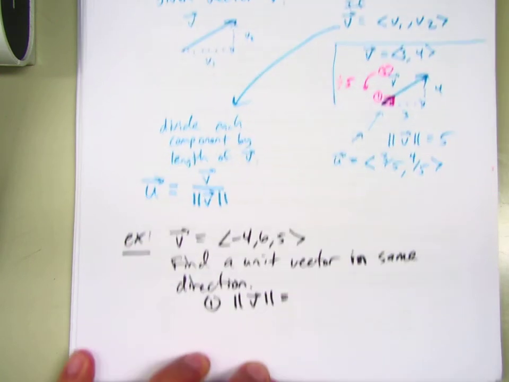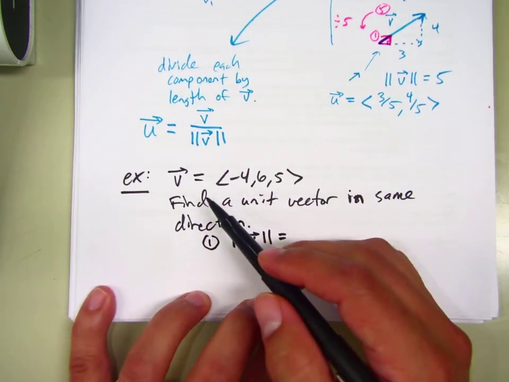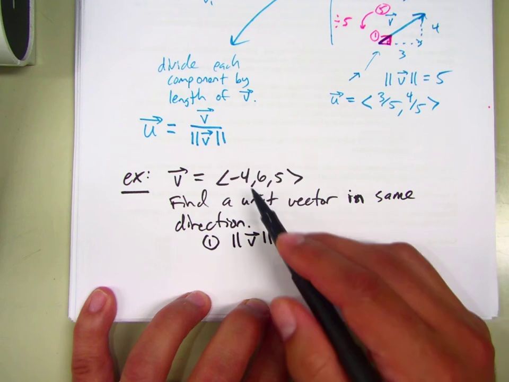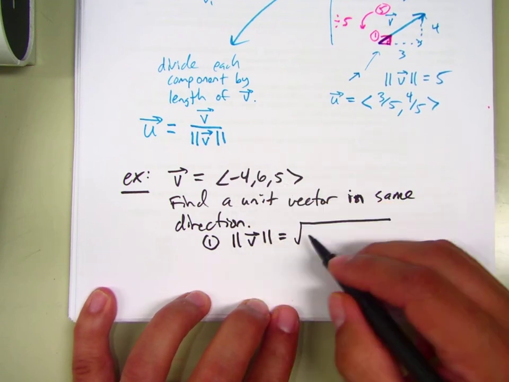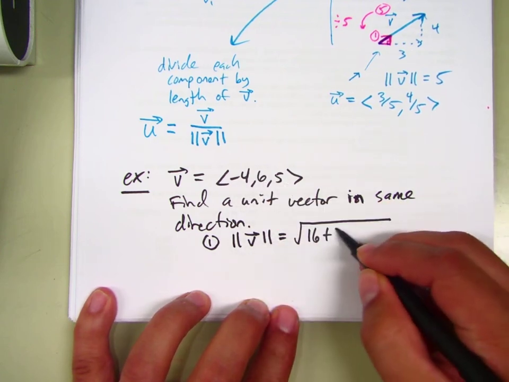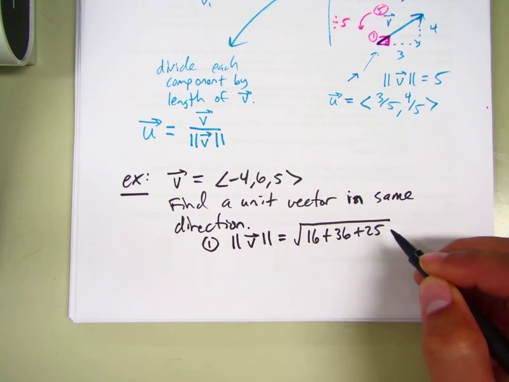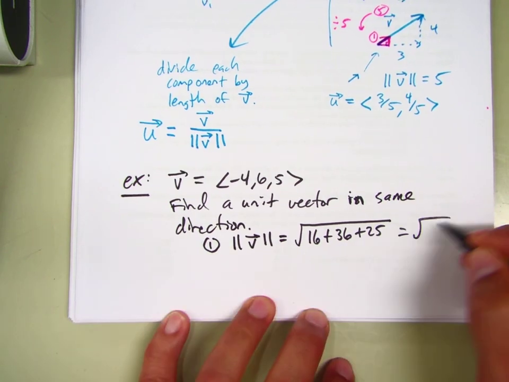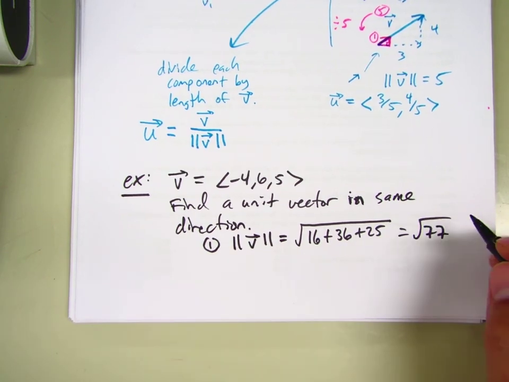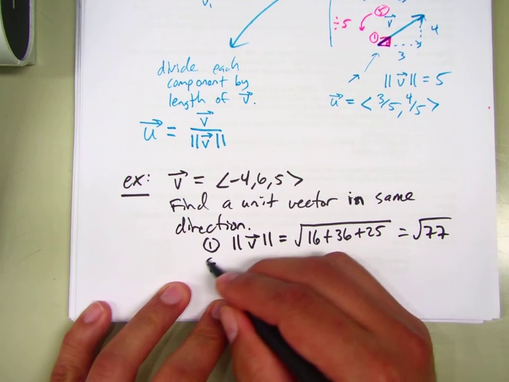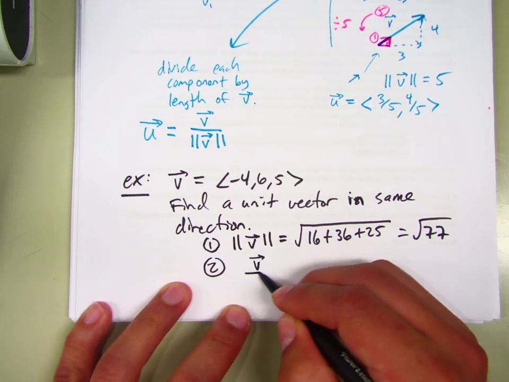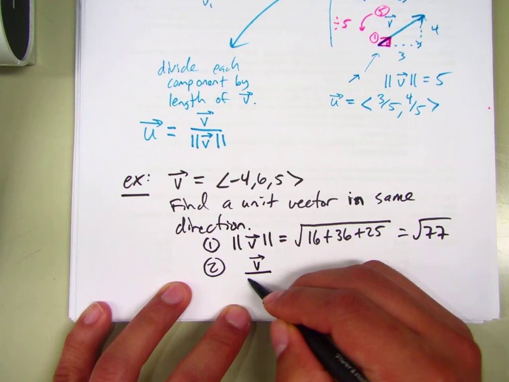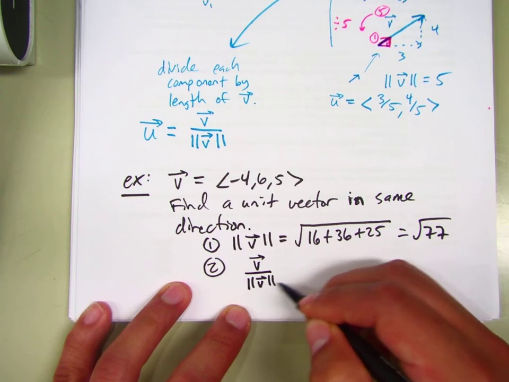And now that we've talked about this before, we know that to find the length, you just take the square root of the squares of all of these added together. So that's 16, 36, 25. So that's root 77. And so now the last step here is to take v and multiply by 1 over the magnitude of v, or divide by the magnitude of v.